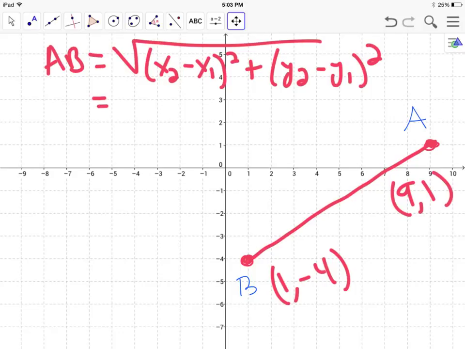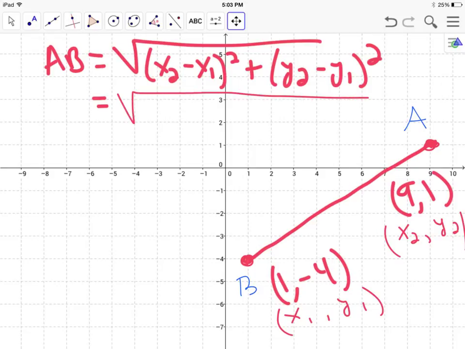It's up to you how you want to label it. I'll probably call this one x sub 2 and this one y sub 2, and I'll call this one x sub 1 and y sub 1. Totally your call, as long as you keep it consistent. So x sub 2 we said was 9, and then 9 minus x sub 1, which was 1. Square it. And then add it to y sub 2, which is 1, minus y sub 1, which is -4. And then we want to square that whole thing.